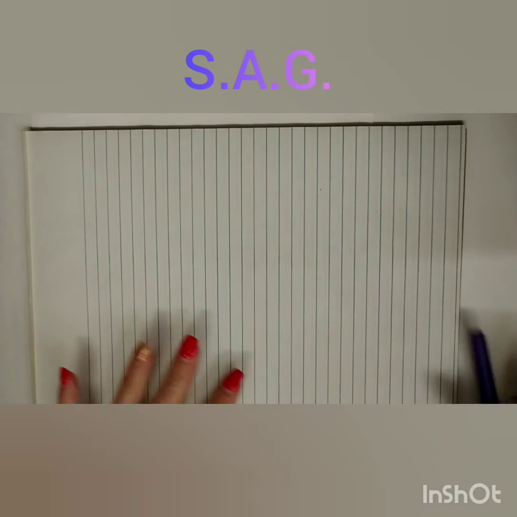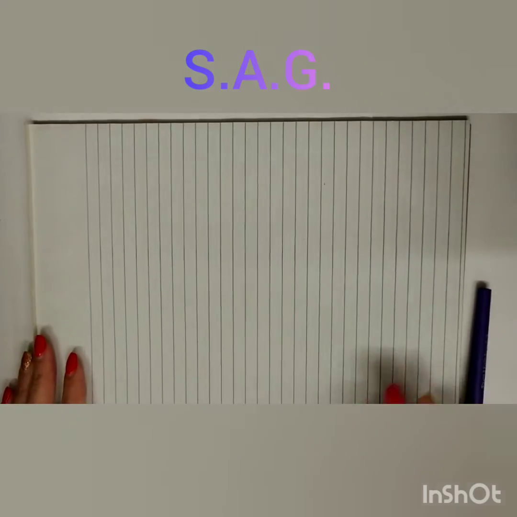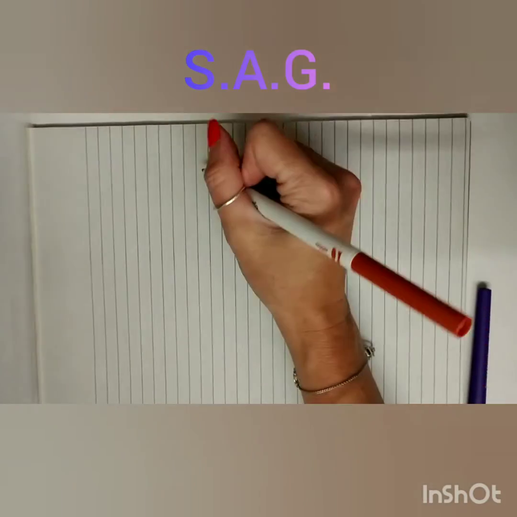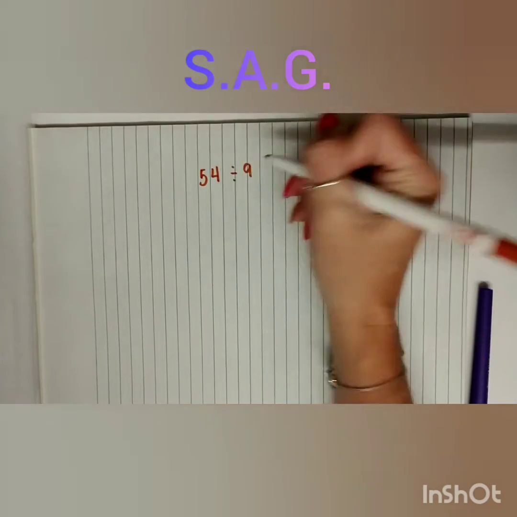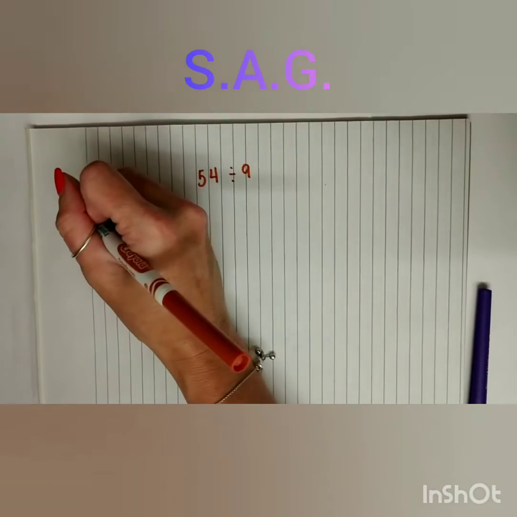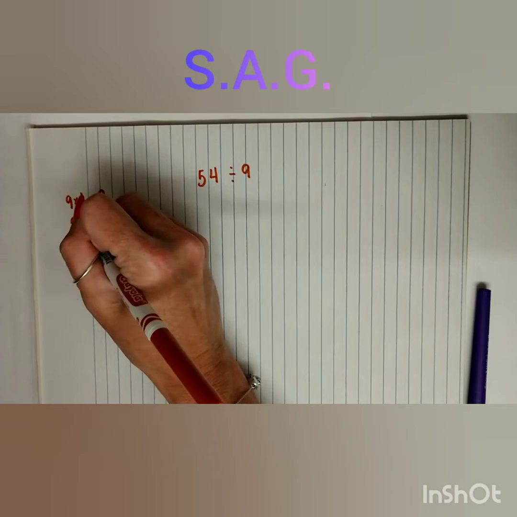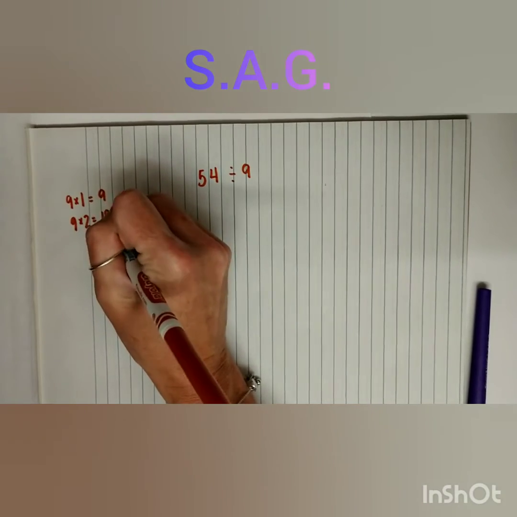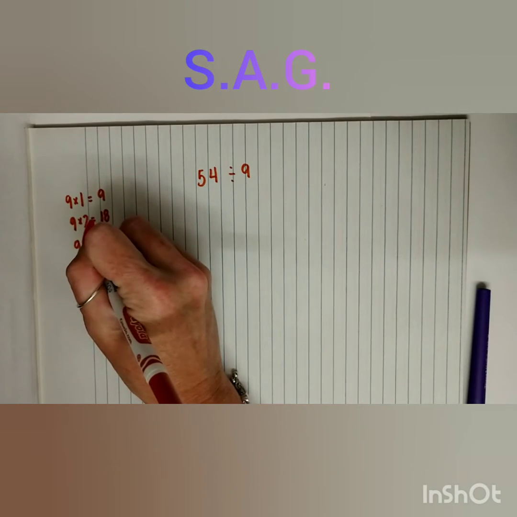All right. Another thing that we need to work on for iReady is division. So we want to work on dividing and using our friendly facts to help us. So let's say we have 54 divided by 9. All right. So I know I'm making friendly facts of my 9s tables. Well, I know 9 times 1 is 9. And I know 9 times 2 is 18. And even if I didn't know it, it's super easy and quick to figure out. I know 9 times 5 is 45.